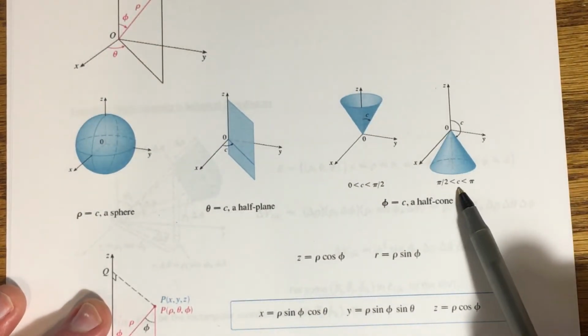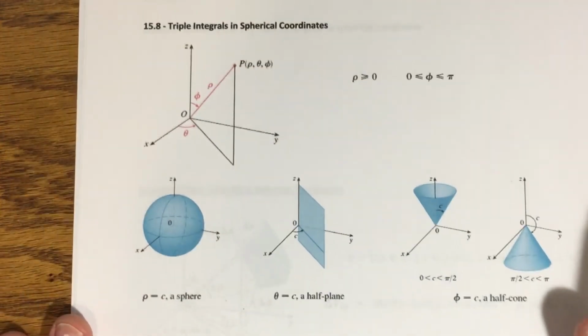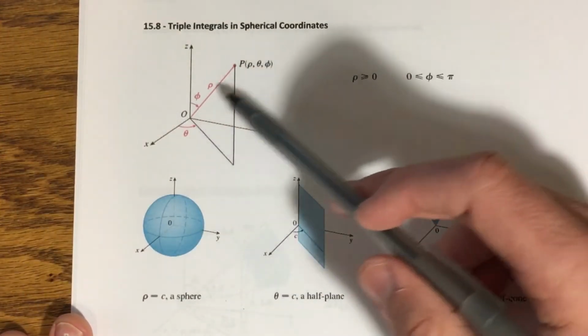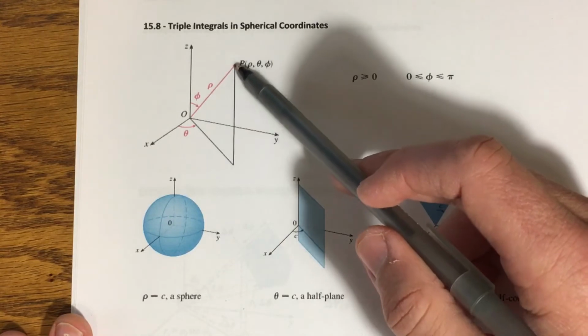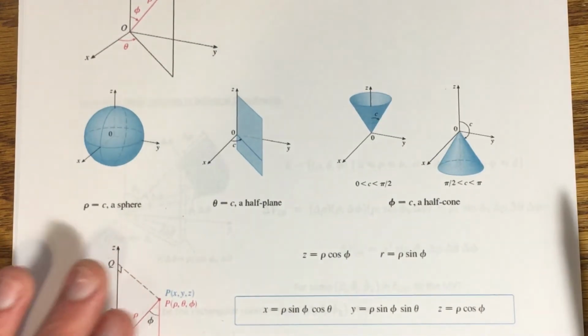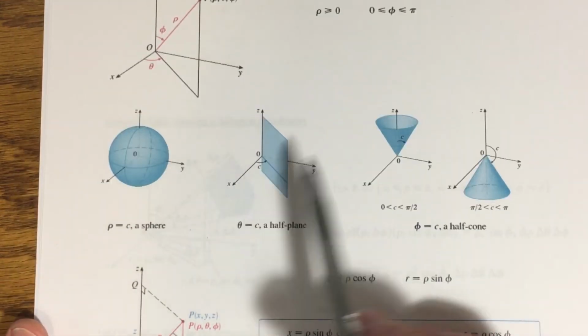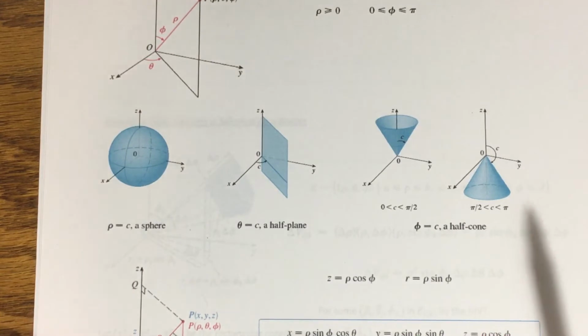If c is a value between pi over 2 and pi, notice the way that we define phi. If that angle is more than pi over 2, that's going to bring it through the xy plane and put it below the xy plane. So our cone would look like this in that case. But these are what constant functions look like in spherical coordinates.